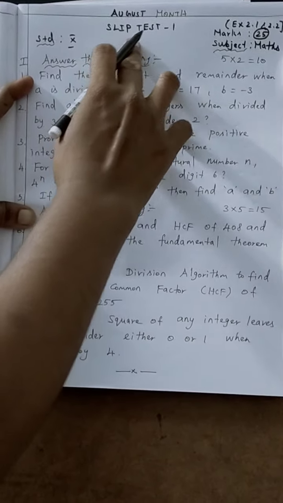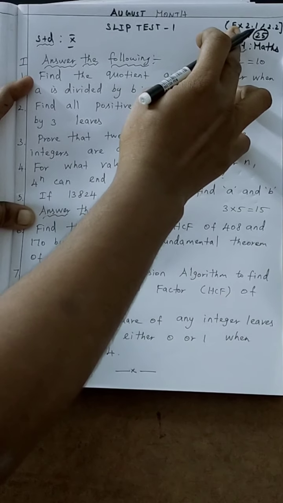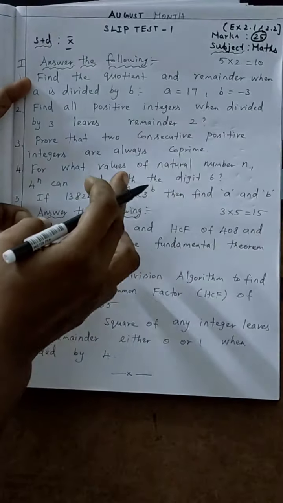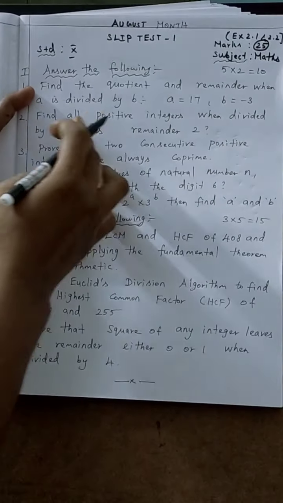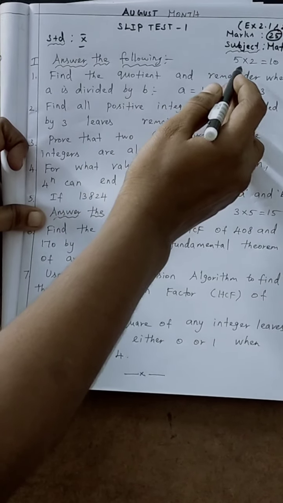August month is slip test 1. It's chapter 2 only. It's exercise 2.1 and 2.2 sums only. It's 25 marks totally. So first Roman number, answer the following. So 5 questions given, 5 2s are 10.